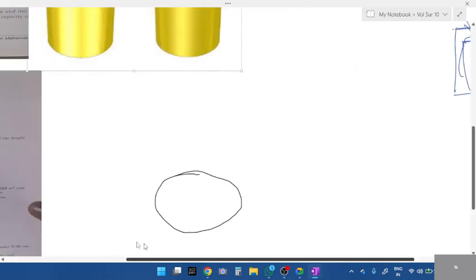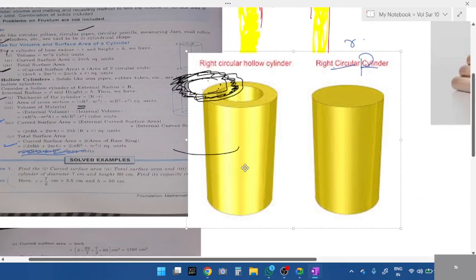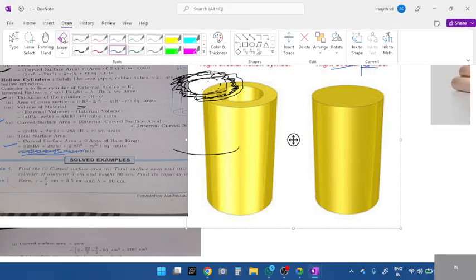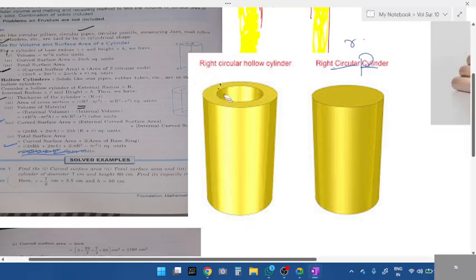See, curved surface area is only the outer one, not the top and bottom one, Adya. You just ignore top and bottom. Only this outer curve. If it is solid, can you touch the inner part? If everything is closed, can you touch the inner part? No. But if it is a hollow circle, we can touch the outer one as well as the inner one. This part, can you see? Yeah, inside you can touch. Here, let me explain here.